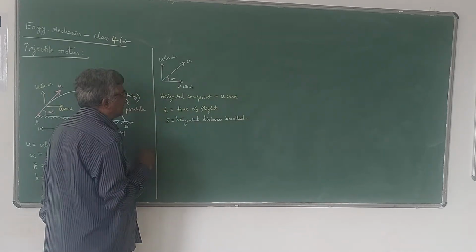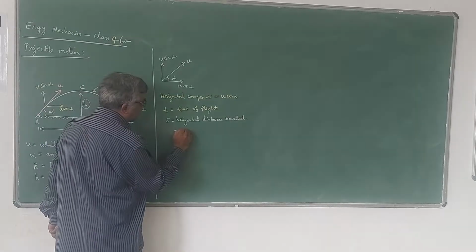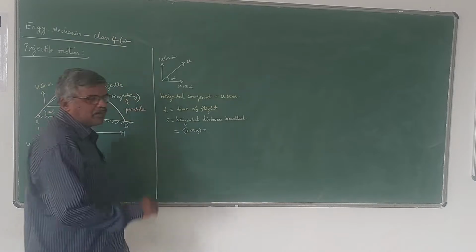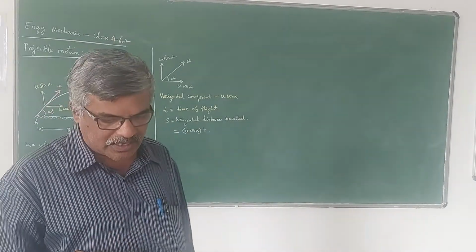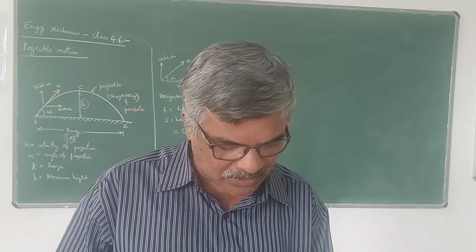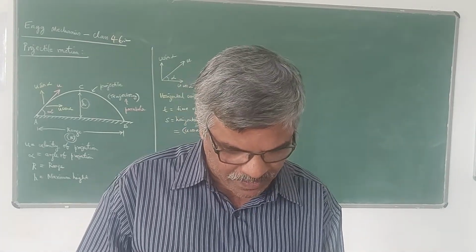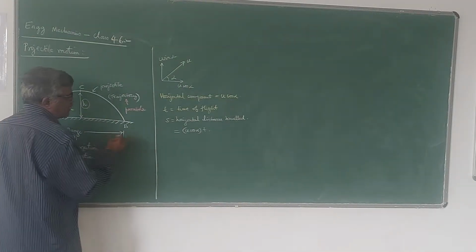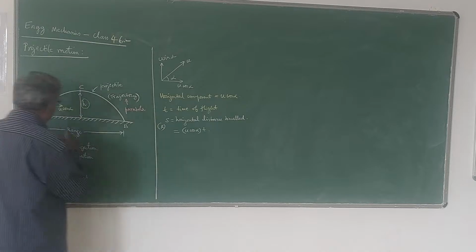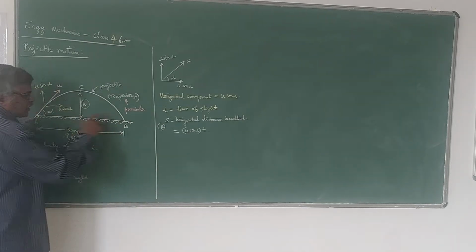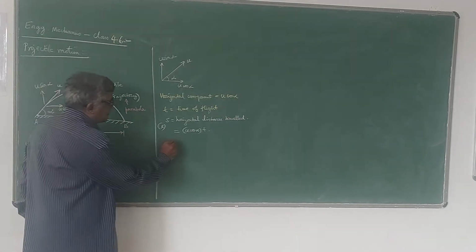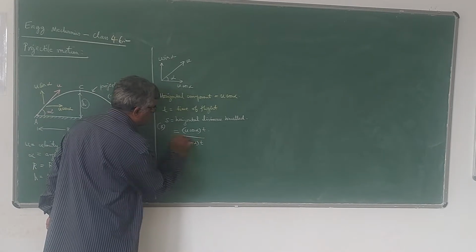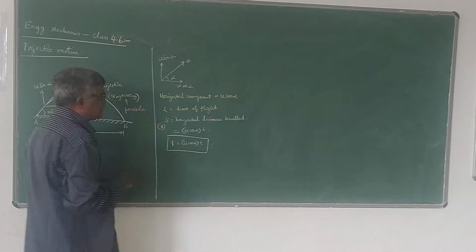Since t is the time of flight and u cos alpha is the horizontal velocity, this horizontal velocity multiplied by time will give the value of s. So s is the horizontal distance traveled by the projectile, and you can see here that s is nothing but R. This is the horizontal distance traveled by the projectile, that is from A to B. So I can write R is equal to u cos alpha multiplied by t. This is one equation, the horizontal motion equation.